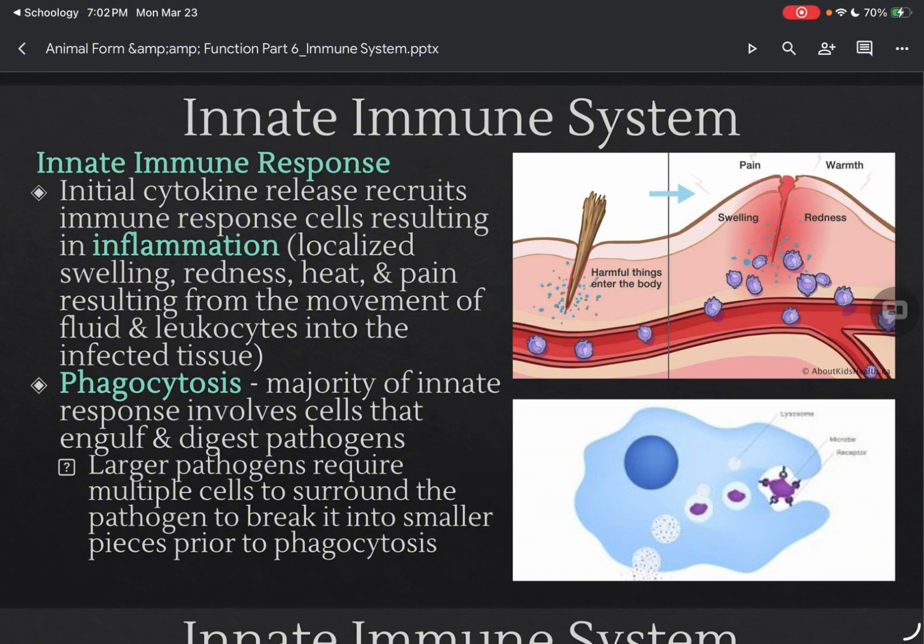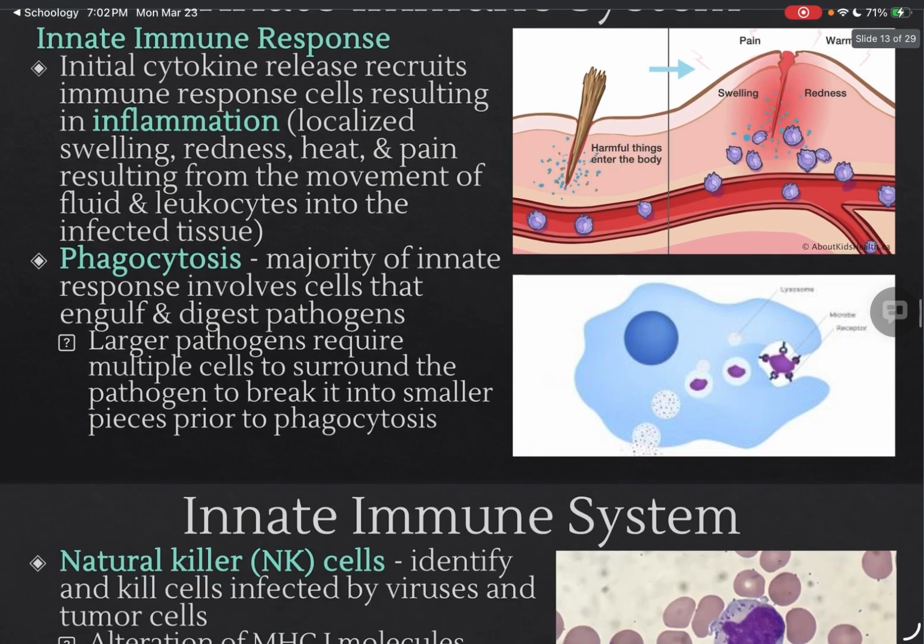Now for phagocytosis, we've been talking about this a little bit, but just to reiterate, it's the majority of the innate response, and it involves the cells that engulf and digest pathogens. The larger pathogens require multiple cells to surround the pathogen and break it into smaller parts and pieces prior to phagocytosis, where then it can be engulfed and digested.